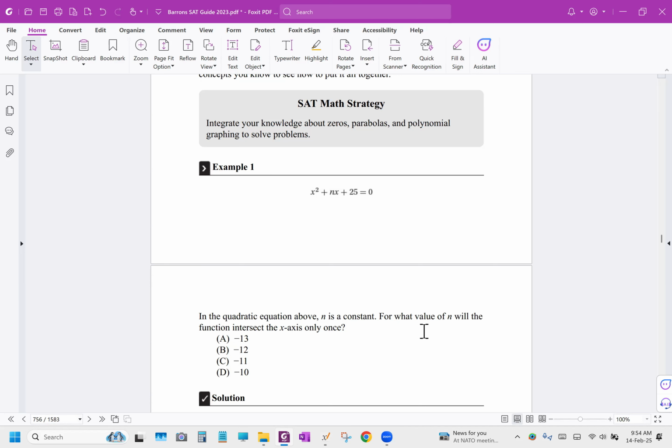It means that you just need to find the value of n, as the graph is going to intersect the x-axis just once. It means that the situation can look like this.